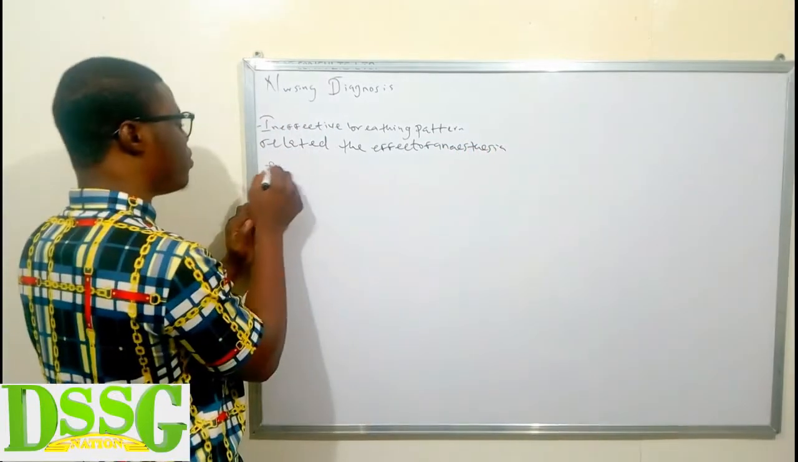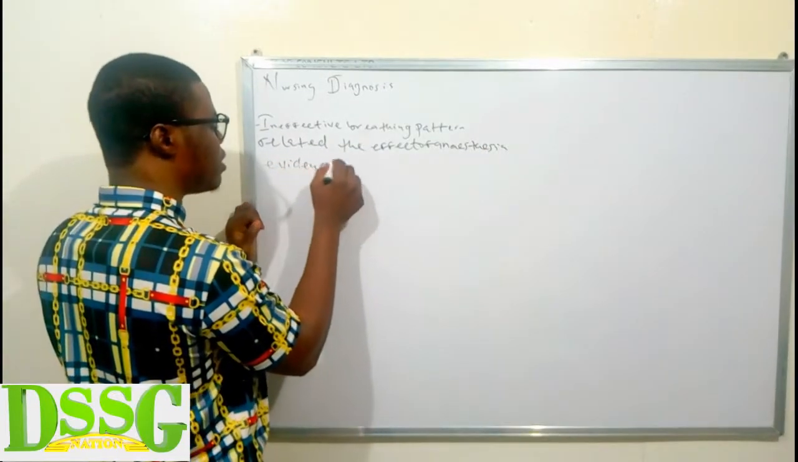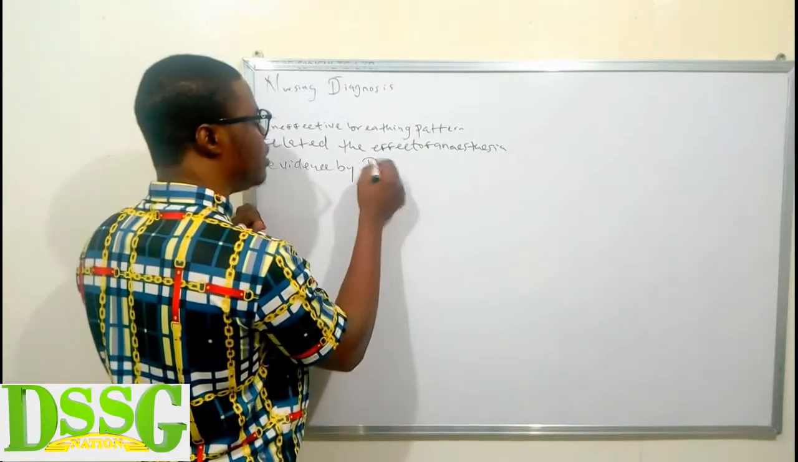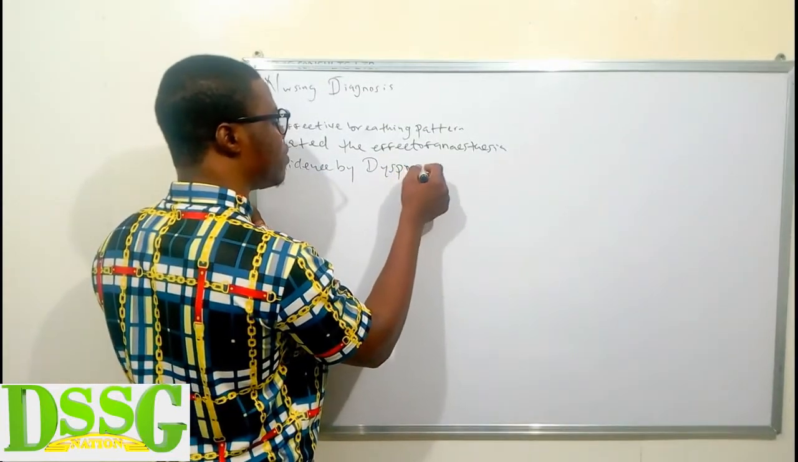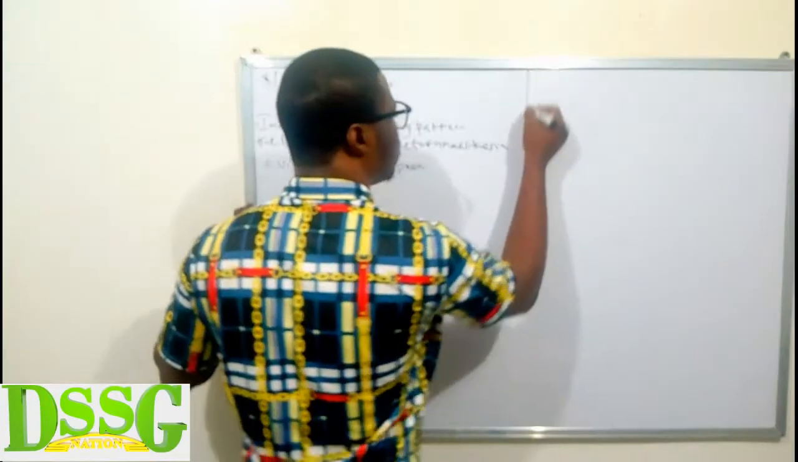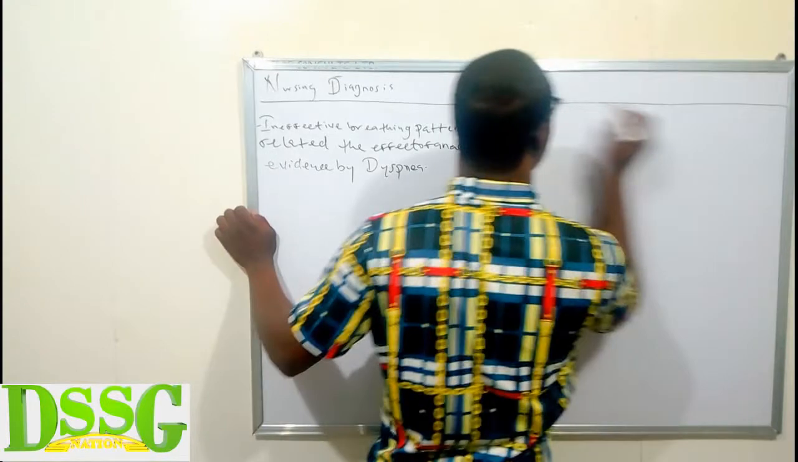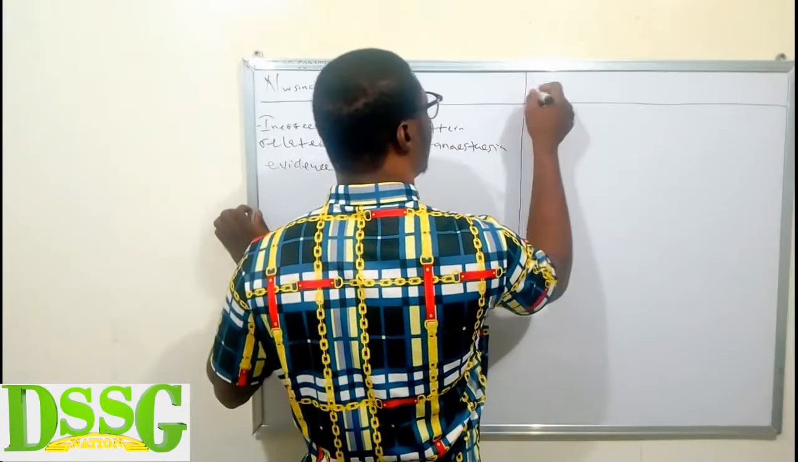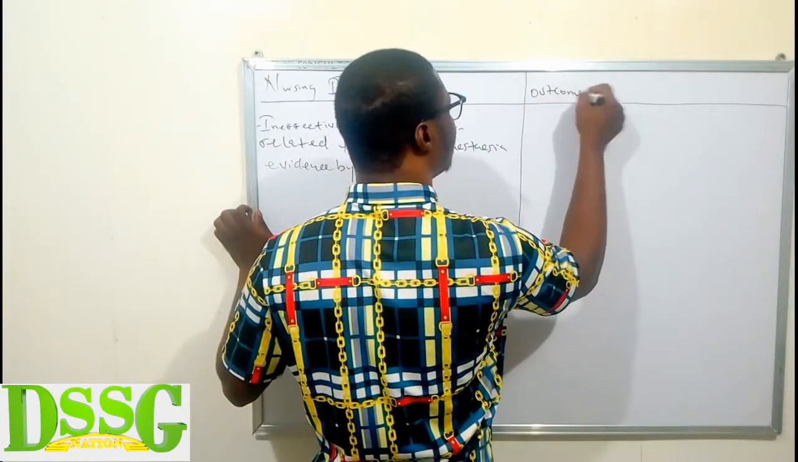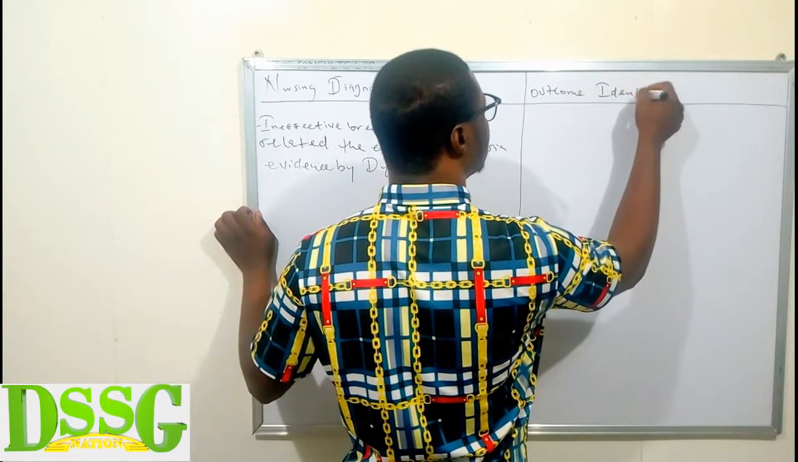And then evidence by what? Evidence by dyspnea. And I said dyspnea is difficulty in breathing. So that is what? The nursing diagnosis. And this one is what? Outcome identification now.